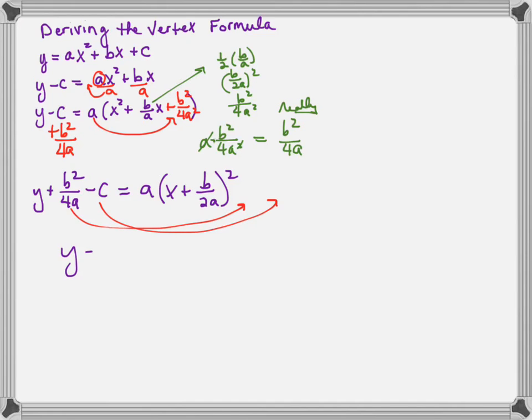And so now the last step is to get y by itself. So I have a times the quantity x plus b over 2a squared, and then I moved the b squared over 4a to the right hand side, and I also moved the minus c to the right hand side.